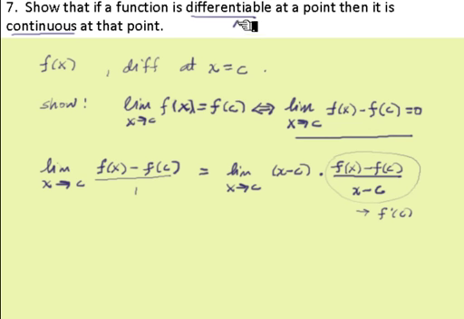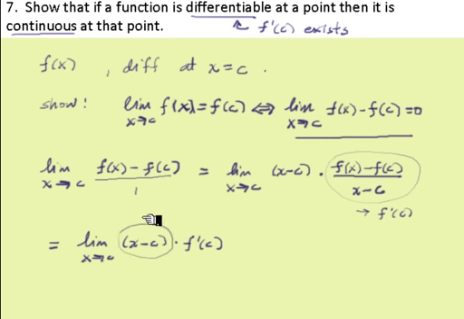All right, so that means that f prime of c exists. All right, so this goes to f prime of c. So what is this equal to? Well, this is equal to the limit as x goes to c of x minus c times f prime of c. Well, as x goes to c, x minus c, this part goes to 0. So this is 0 times f prime of c, which is equal to 0.